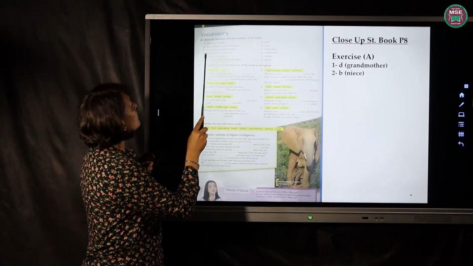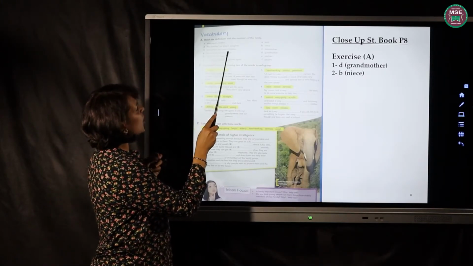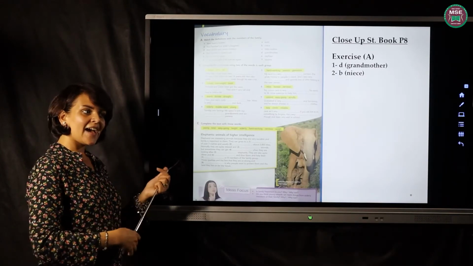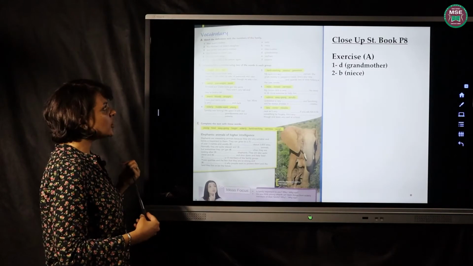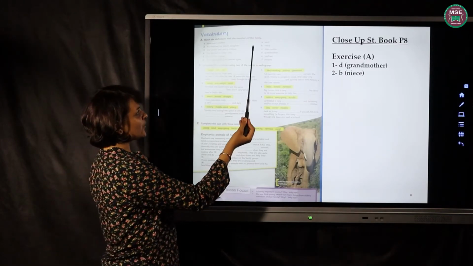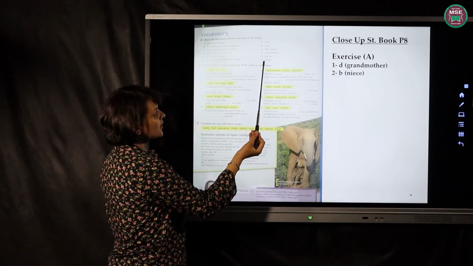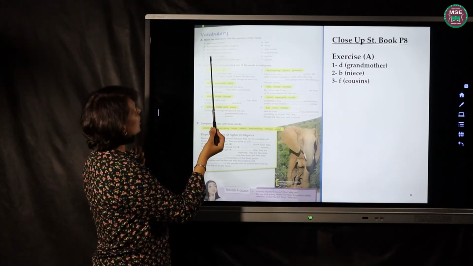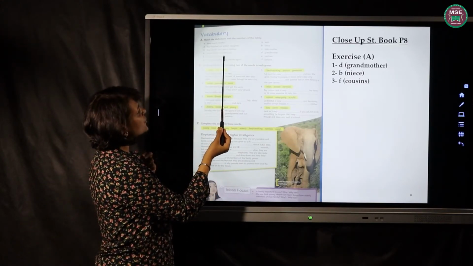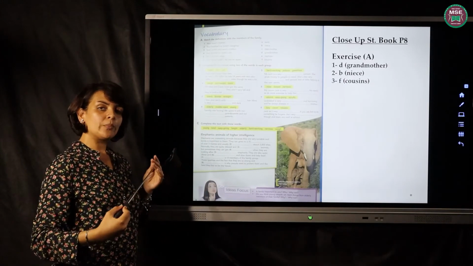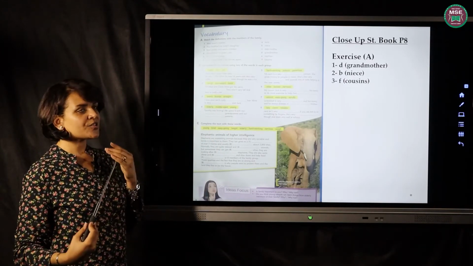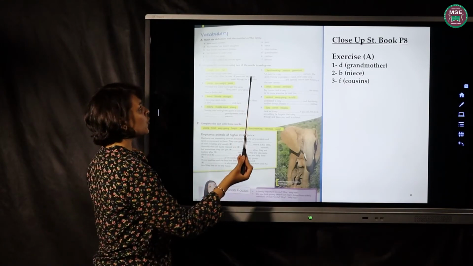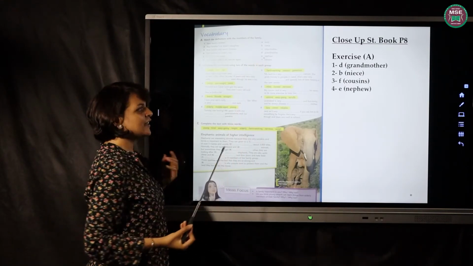Sure. Three, your uncle's and aunt's children. When your aunt and uncle have children, we call them what? Let's think. Yes, cousins. Four, your brother or sister's son. So it's a boy, not a girl. So for sure it's the nephew.